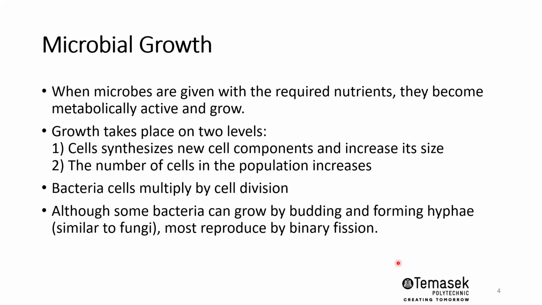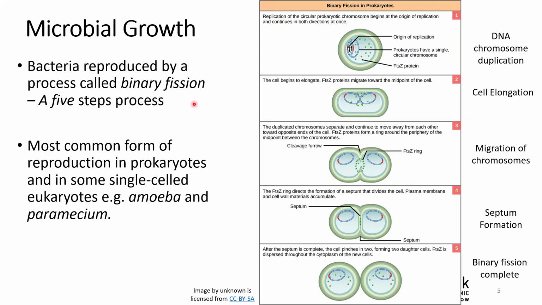Although some bacteria can grow by budding and forming hyphae, such as what we find in fungi species, most of the bacteria themselves reproduce by a process called binary fission. Let's take a look at what is binary fission. So bacteria reproduce by a process called binary fission. This is a 5-step process.